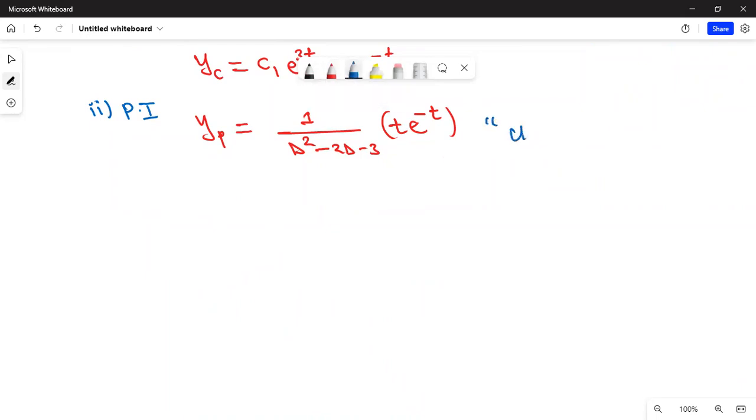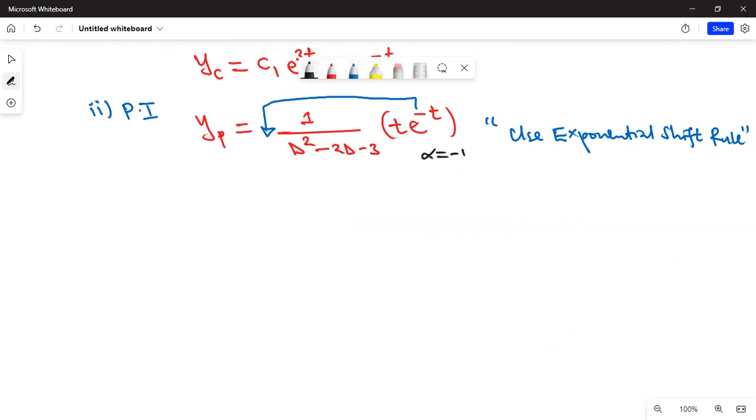So right here, use the exponential shift rule. I'm going to shift the exponential function to the left of the inverse D operators. The coefficient of t in the exponential function is -1. That's what we are calling alpha. In this case, alpha is equal to -1.